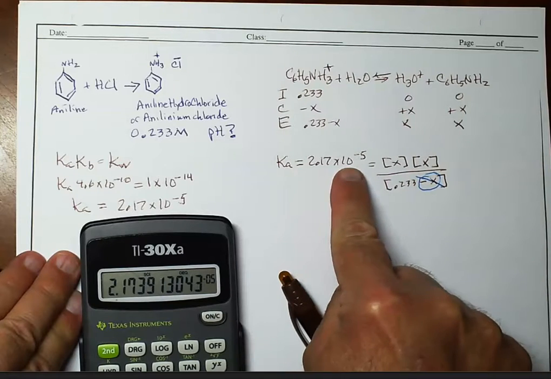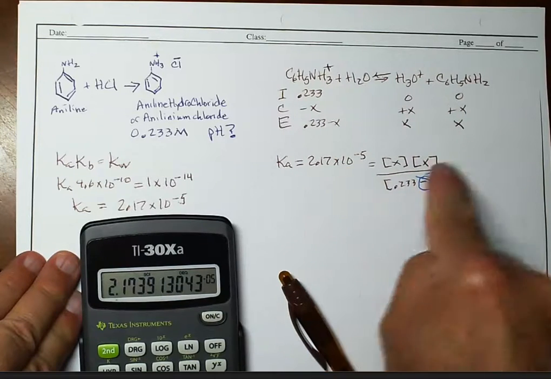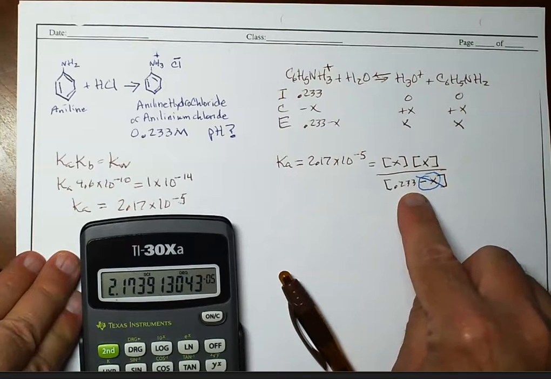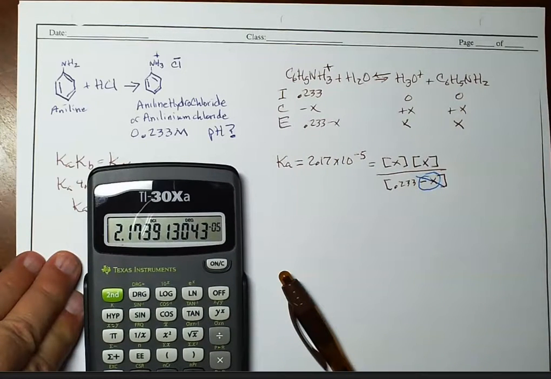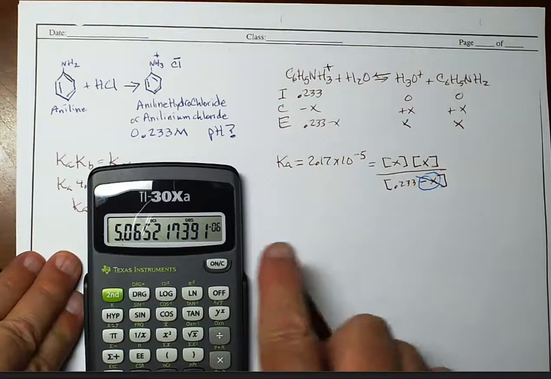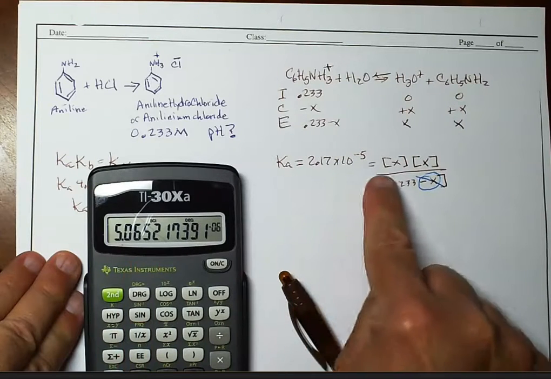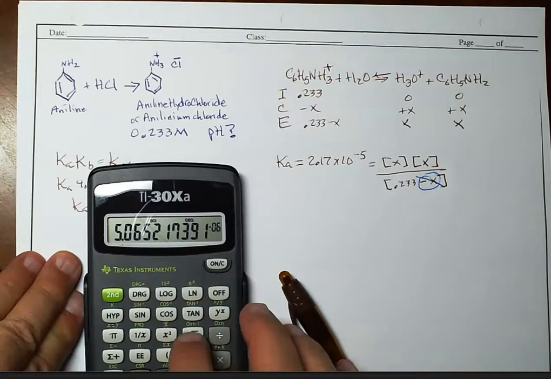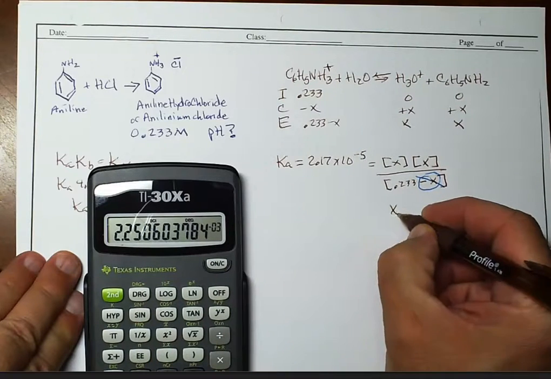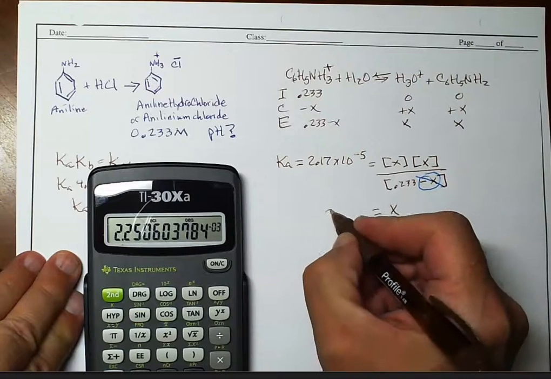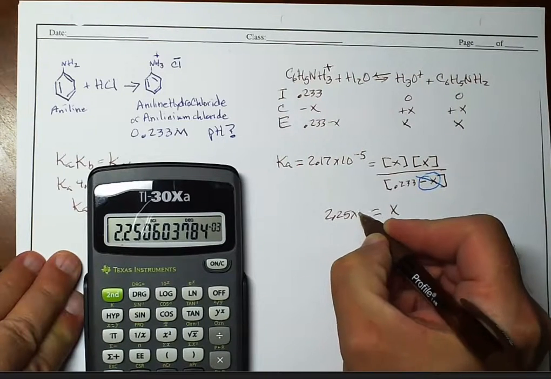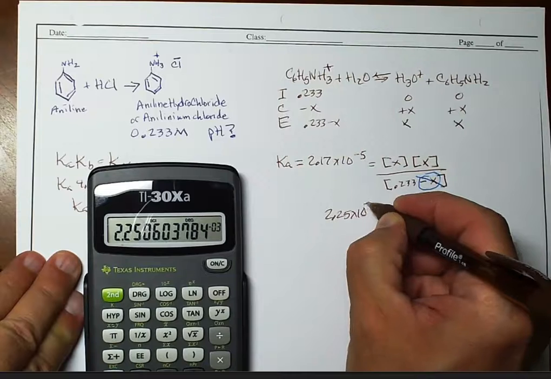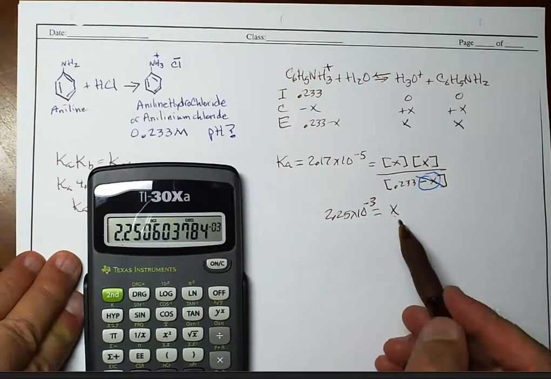And that means that we're going to multiply both sides of the equal sign by this 0.233. I've left that number in the calculator. I'm just going to leave it with all of its digits. Say times 0.233. Now this number, 5.065 and so on, equals x squared. Okay, so now I'll take the square root of that. And that's going to tell me that x is equal to 2.25 times 10 to the negative third.